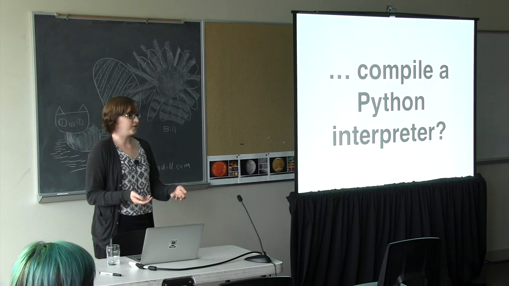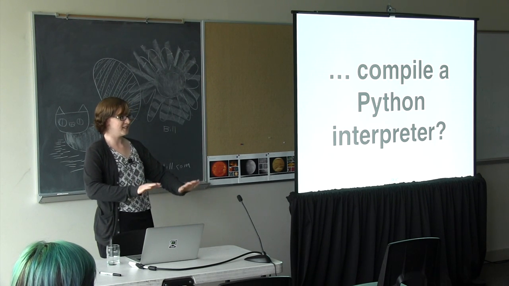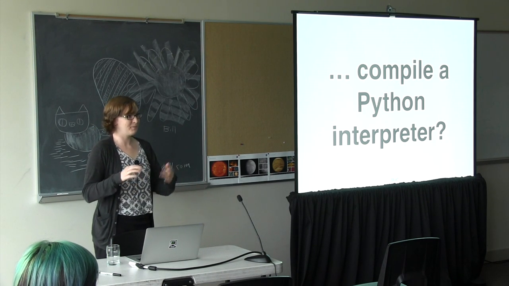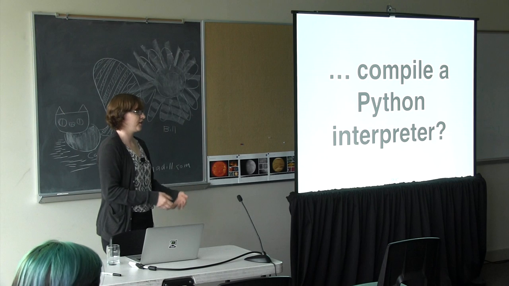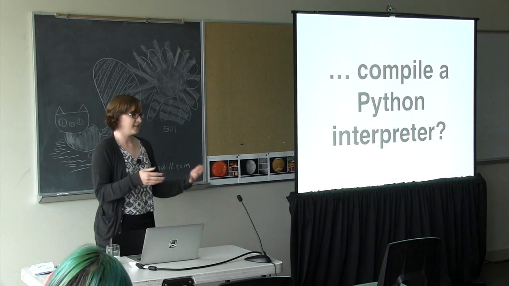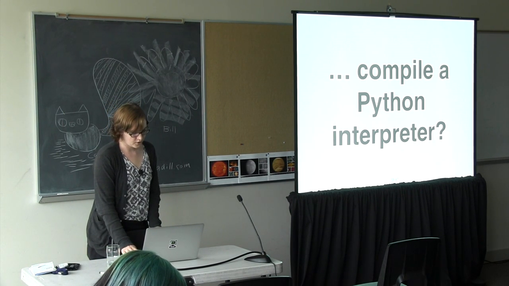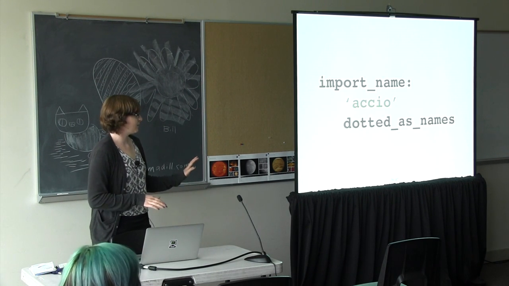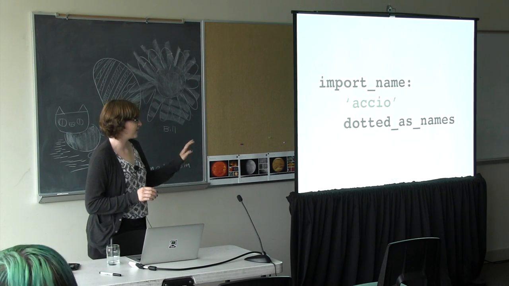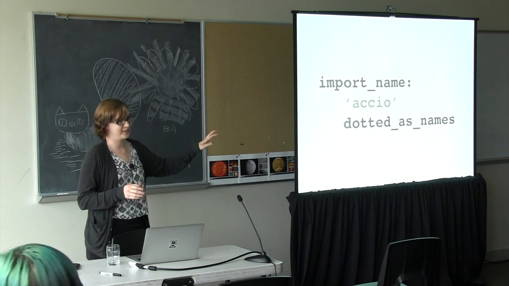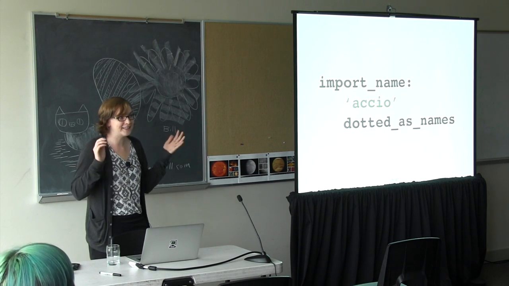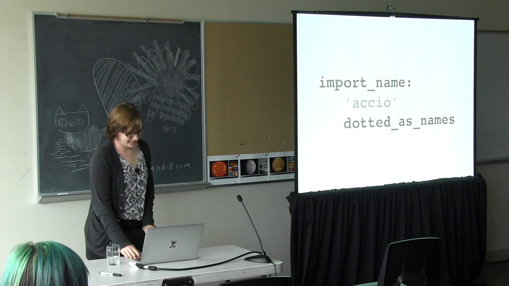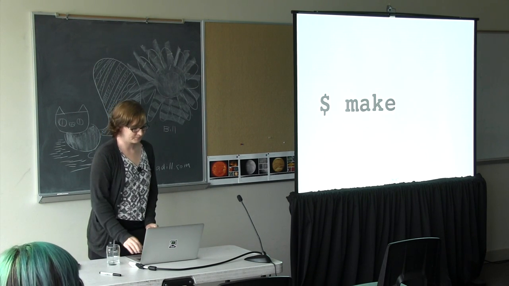And by Python interpreter, you're very familiar with what this thing is if you've written Python code, because you fire up your terminal and you type in Python and that executes the Python interpreter, and then you start feeding it code and it does what you want it to do. So our first attempt at this is we'll open up this grammar file and let's just try changing that string that said import, the little string import, change it to Accio, compile, and see what happens. This is kind of a naive approach, but the errors that we get will be illuminating.